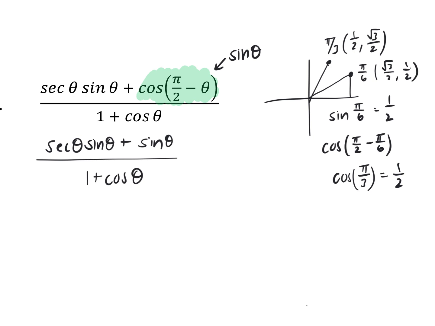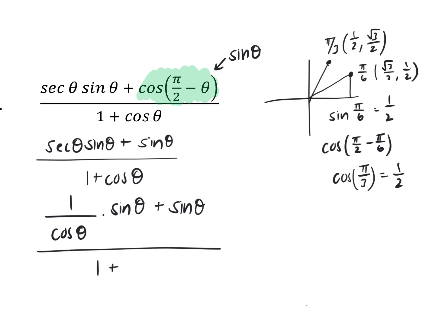Now, almost everything's in terms of sine and cosine except for secant. So let's rewrite secant in terms of sine and cosine. What's secant equal to? 1 over cosine. So I've got 1 over cosine times sine plus sine of theta, all divided by 1 plus cosine of theta.